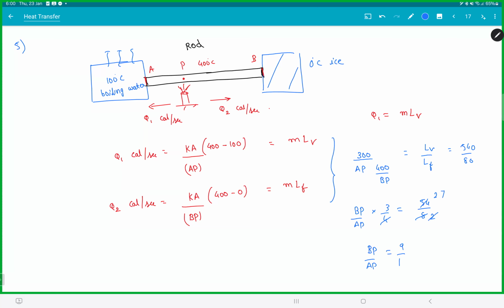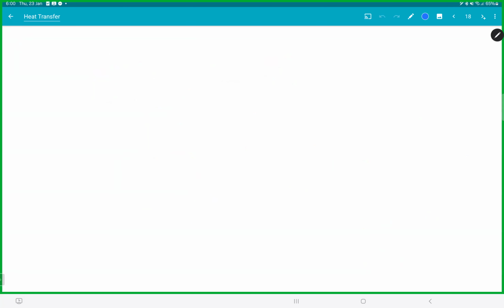Easy? A little bit of calorimetry plus conduction. Any doubts on this? Next one. Clear now, just got a mistake. Others see where it went wrong.